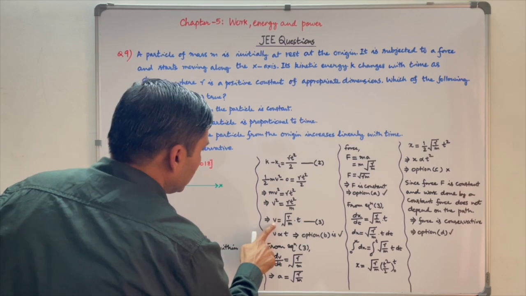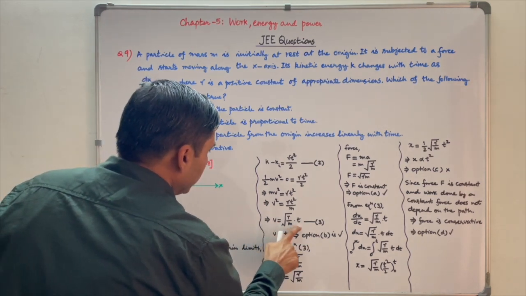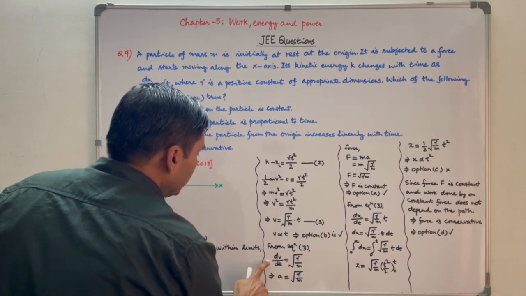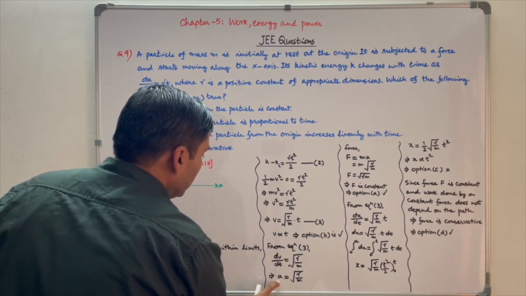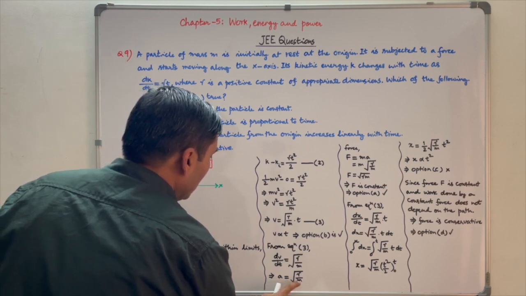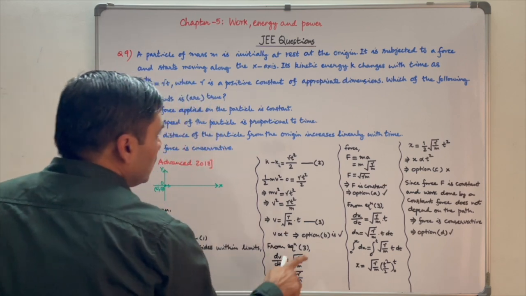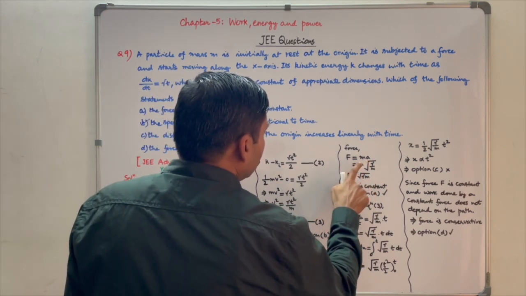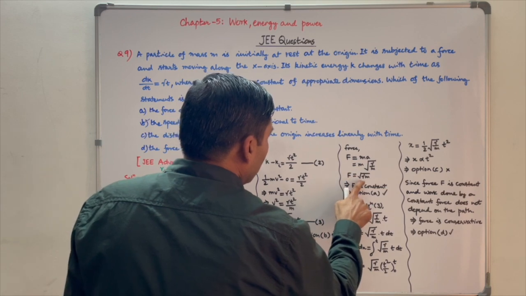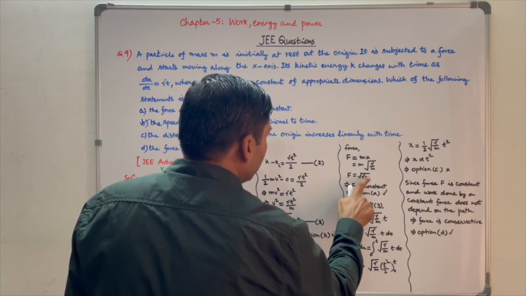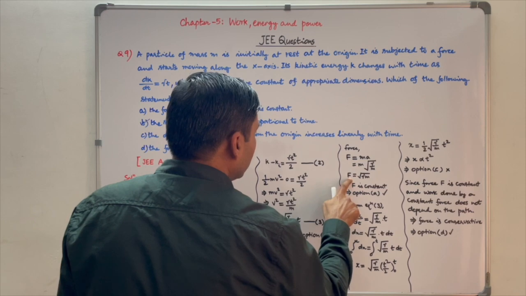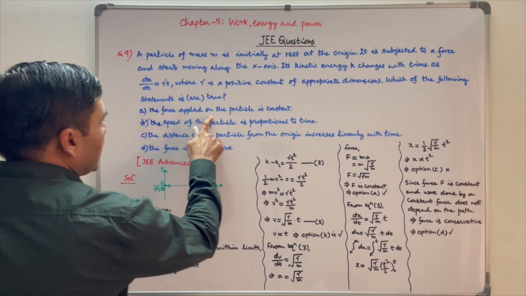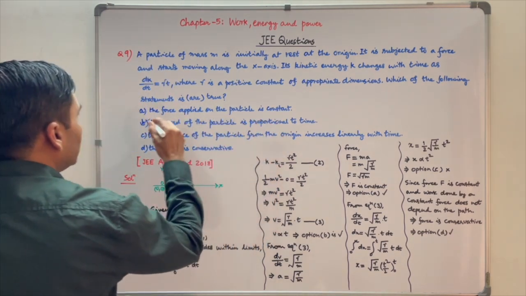Again, from this equation, if we do dv by dt, we get under root gamma by m. dv by dt is acceleration of the particle. So acceleration of the particle is equal to under root gamma by m. Force working on the particle is equal to mass into acceleration. So F is equal to under root of gamma m. Gamma is constant, m is constant. So force working on the particle is constant. Statement A, which says the force applied on the particle is constant, is also correct.